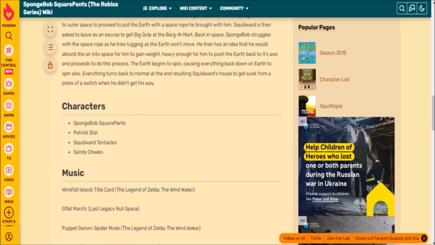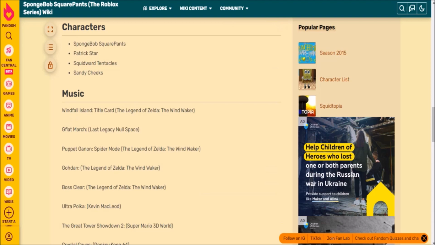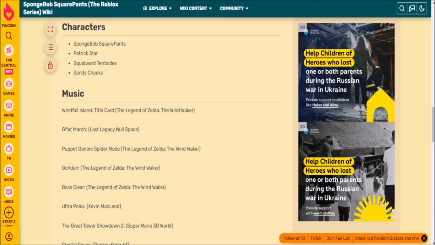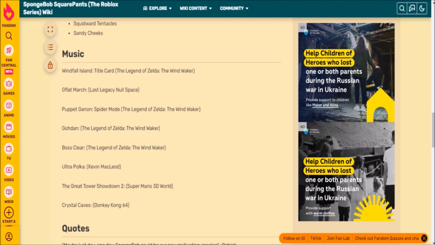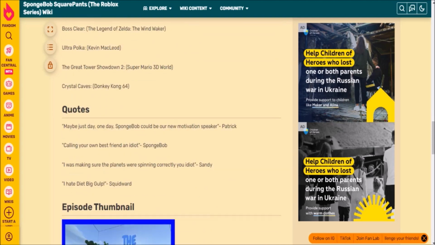Alright, so we got the characters: SpongeBob, Patrick, Squidward, and Sandy. Music: Windfall Island, G-flat March, Puppet Ganon, Spider Mode, Godan, Boss Clear, Ultra Polka, the Great Tower Showdown, Crystal Caves. And we got the quotes.